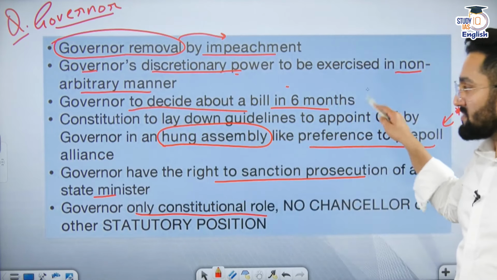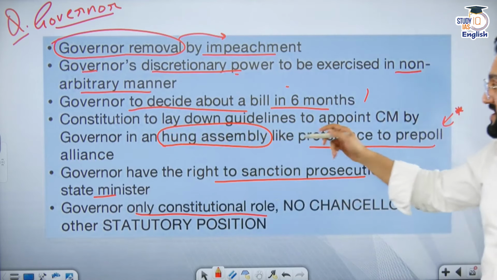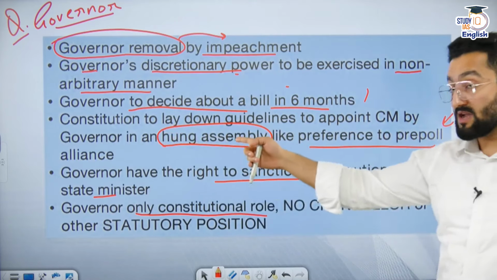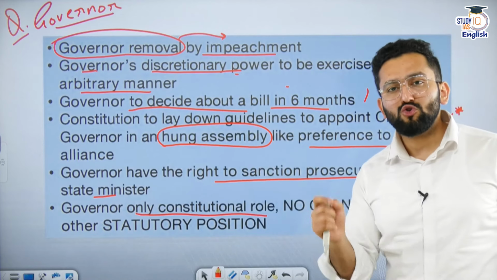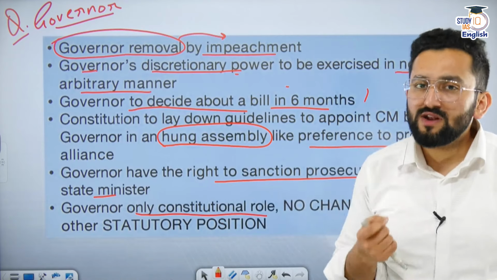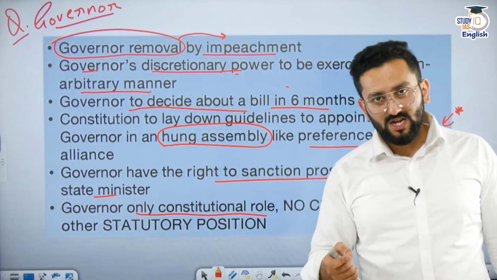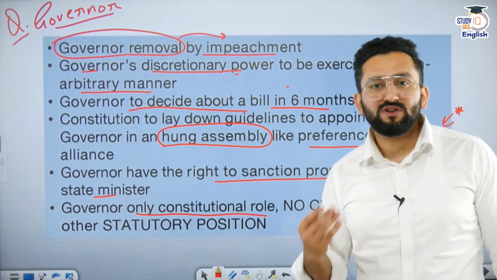Now, decide about the bill in 6 months. The governor should also decide about the bill in 6 months. Constitution to lay down guidelines. For example, the hung assembly case, this I told you. When there's a hung assembly, it means no party or coalition is getting a clear majority. Then who should be given first preference to prove majority? So there's ambiguity there, and that is why the governor works in an arbitrary manner.